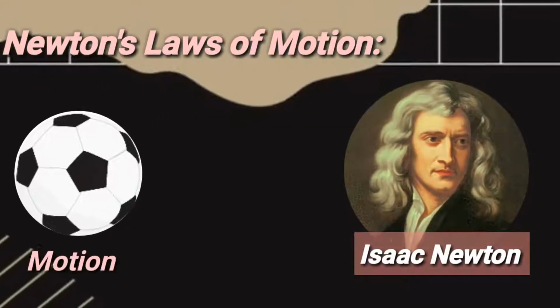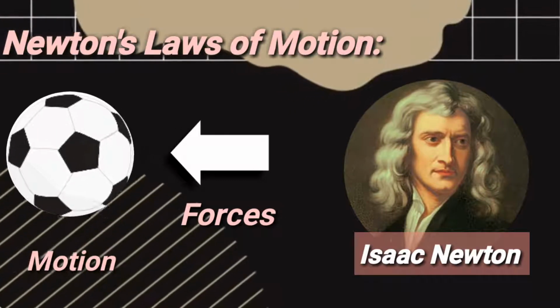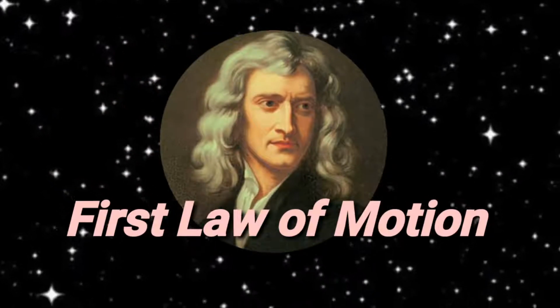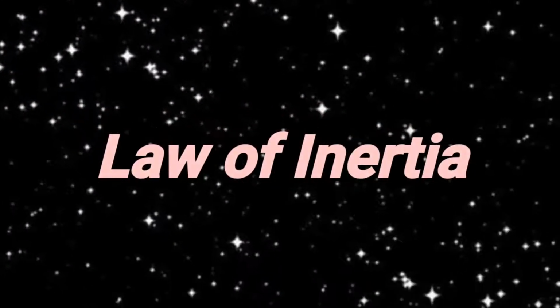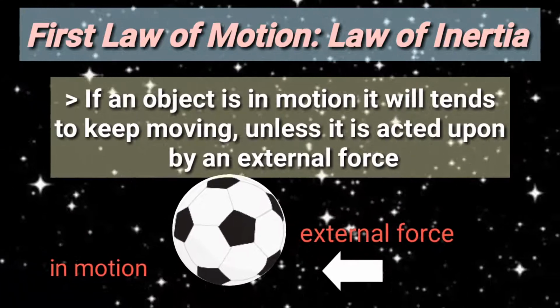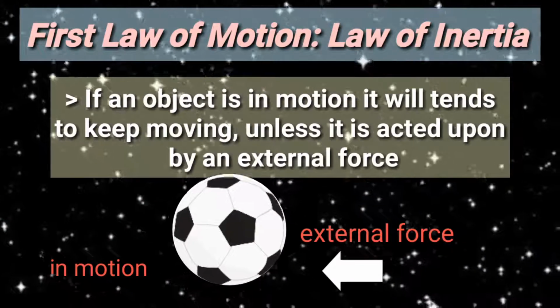Newton's laws of motion describe the relationship between the motion of an object and the forces acting on it. The first law of motion of Isaac Newton is the law of inertia. This law states that if an object is at rest, it will remain at rest because there are no forces on it. And if an object is in motion, it will tend to keep moving unless it is acted upon by an external force.